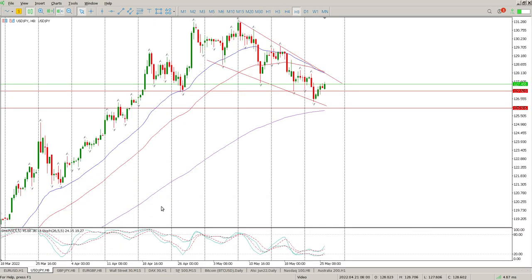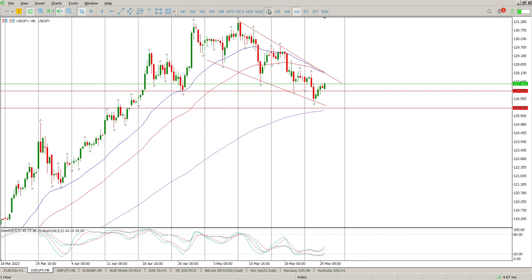Moving on to US dollar Japanese yen, this big wedge is still very much in play, not broken as of yet. We have bounced a little bit off, or got above 127.023. Look at the oscillators, they've crossed over and pointing to the upside. That is your first signal.